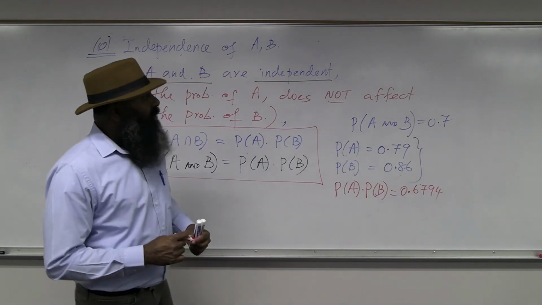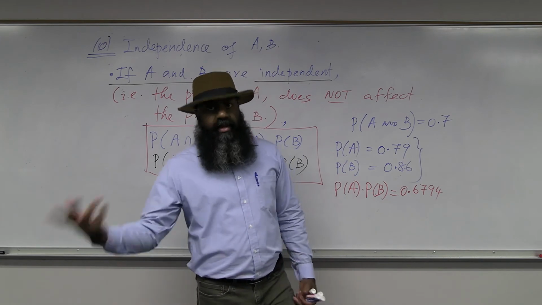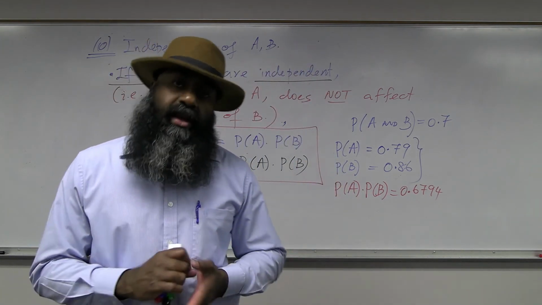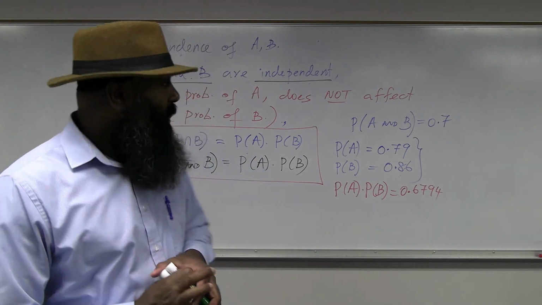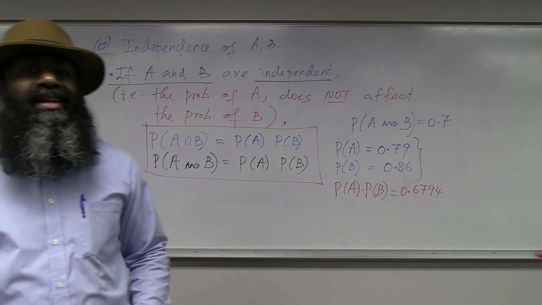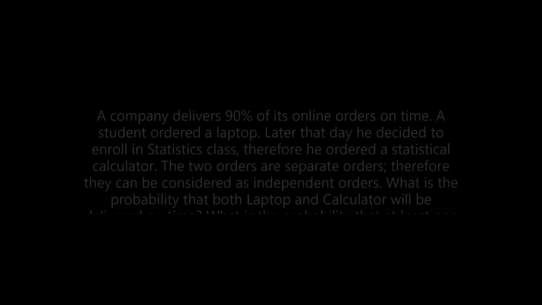Now that's not equal to 0.7. Therefore, we can conclude that the events A and B are not independent. Okay. All right, let's go back to problem number 11. Please read and see if you can answer.